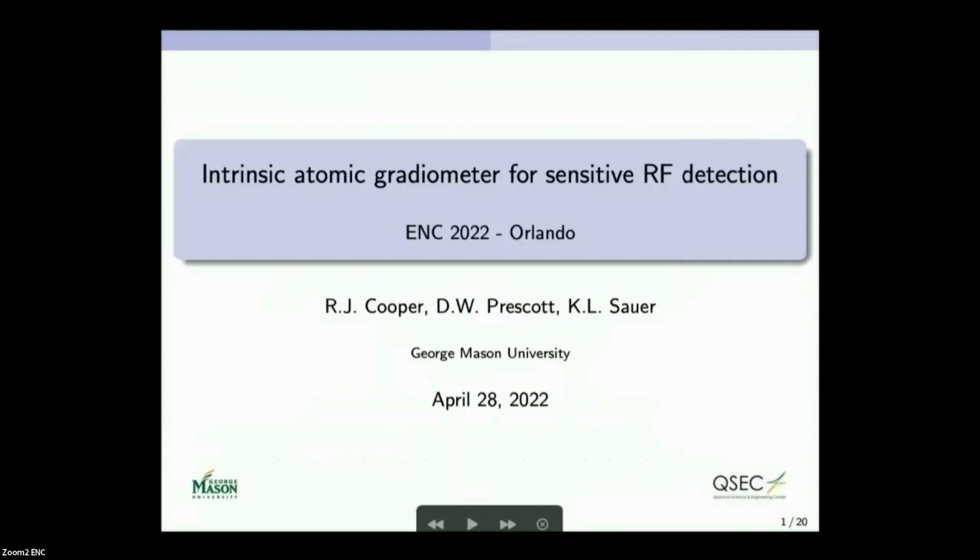I'm honored to have so many people attend my talk. My name is Robert Cooper. I'm from George Mason University, just outside of Washington, D.C. So today I'm going to talk about intrinsic atomic gradiometers and how they're used for sensitive RF field detection.